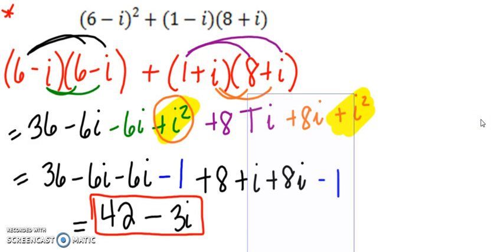So here's your final answer, guys. So check all the work, go through, and 42 minus 3i is your final answer. So that should be it.